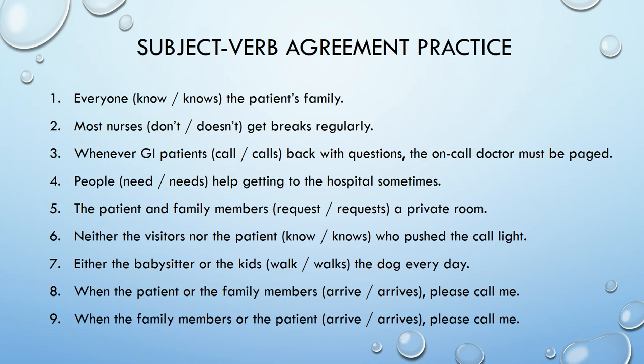Please call me. And then number 9 is just the flip of that. So flipping around the 2 simple subjects there. When the family members or the patient arrive, please call me. Right? That's hitting the ear wrong. Cut the front of the sentence off. Just say the patient arrives. Please call me. So in this case, you've got the third person, singular, present tense. So you're going to use the S form of the verb.